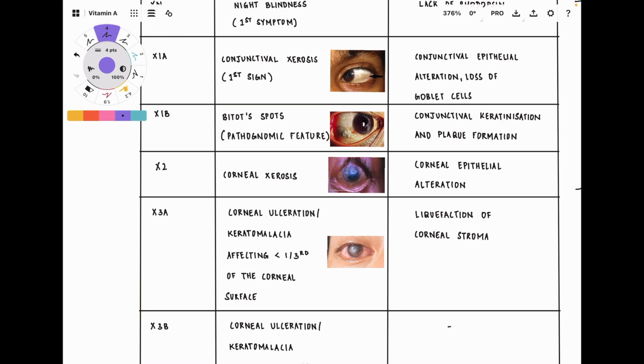Next stage is X2. Corneal xerosis is seen here. It is due to corneal epithelial alteration. Next stage is X3A. Here, keratomalacia or corneal ulceration affects less than 1/3 of the corneal surface. It is due to the liquefaction of corneal stroma.